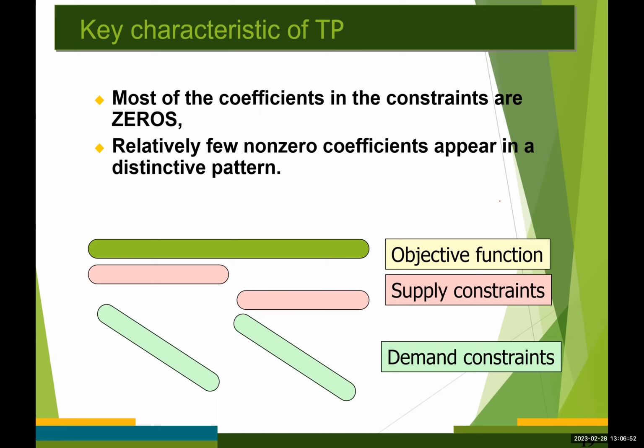The objective function mostly has non-zero coefficients, but in the constraint set, especially for the supply constraints, we have a distinct pattern of non-zero coefficients, and likewise for the demand constraints, like this. As a result, it has been possible to develop what is called the transportation simplex method, which is a streamlined version of the ordinary simplex method for effectively solving the transportation problem.